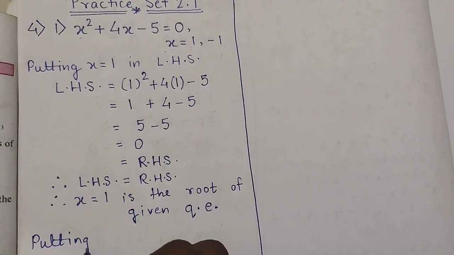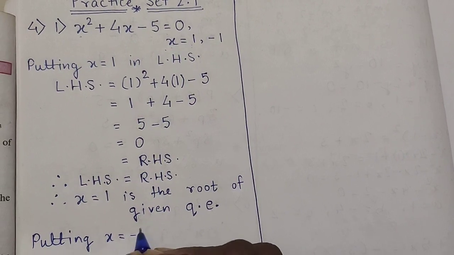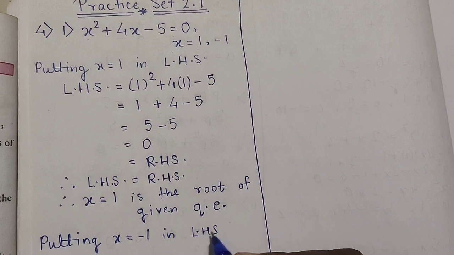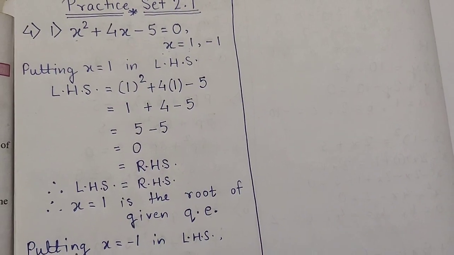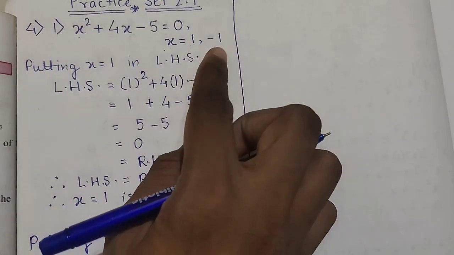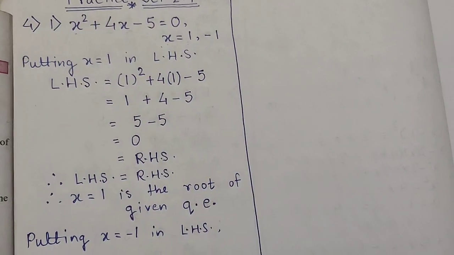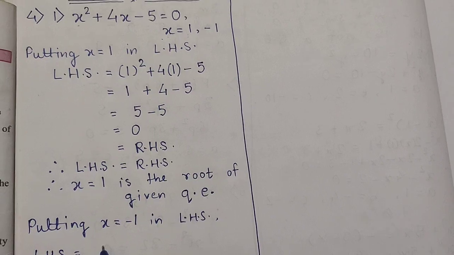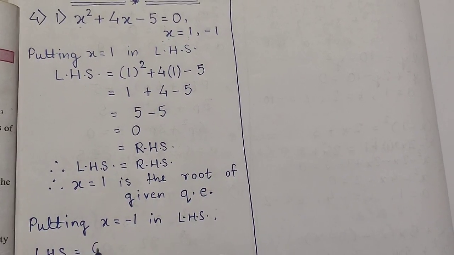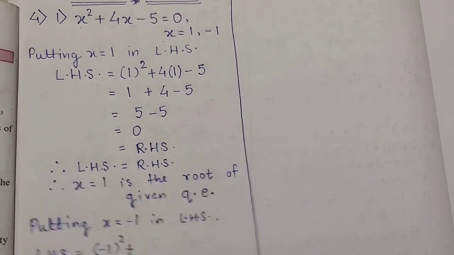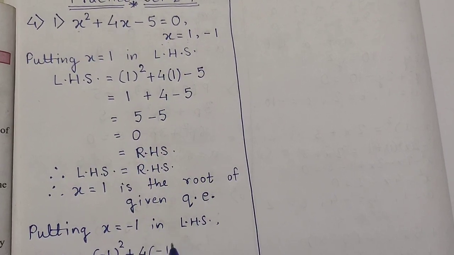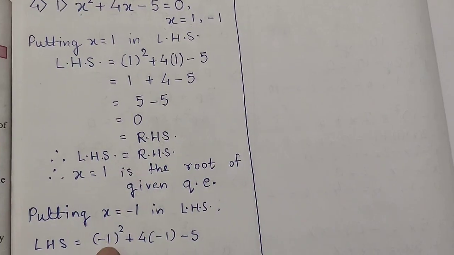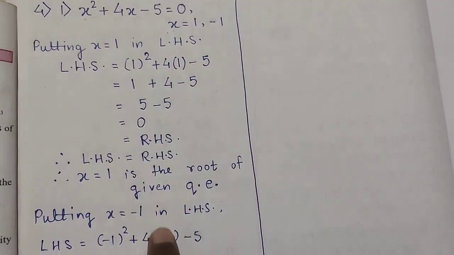Putting x is equal to -1 in LHS, that is left hand side. So in place of x we are going to put -1. So LHS is equal to, in place of x we are going to write -1. So -1 square plus 4 into -1 minus 5. See students, in place of x we have written -1 here and here also.